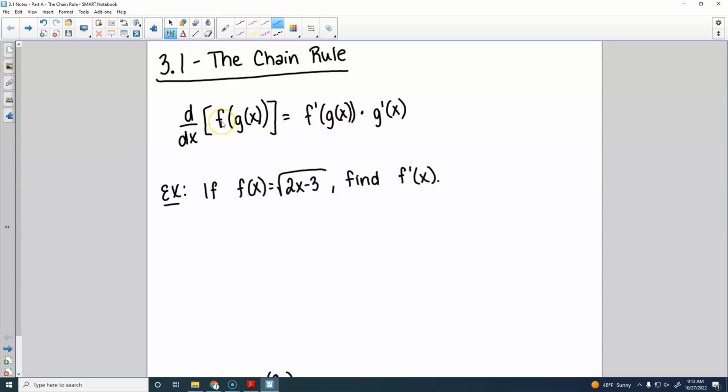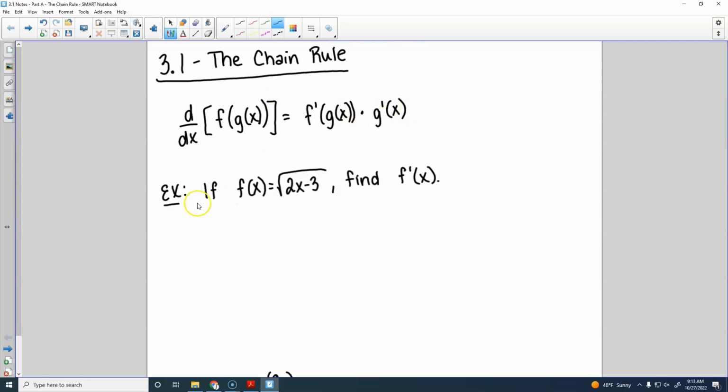So the rule is that if you're taking the derivative of f of g of x, you're going to take the derivative of f, the outside function, first, but then the inside stuff stays the same. It's just g of x. But then you must multiply it by the derivative of whatever the inside stuff is.